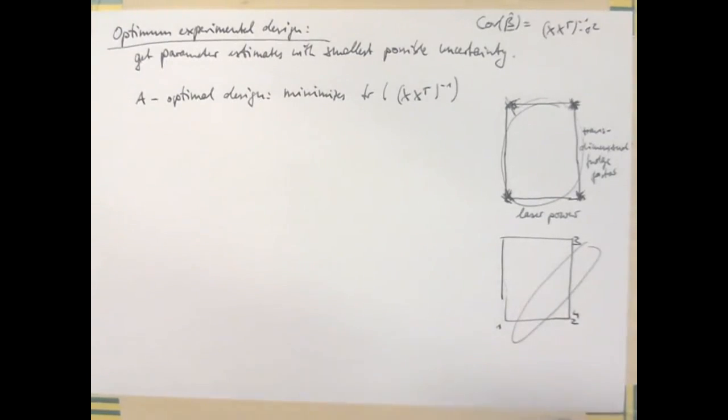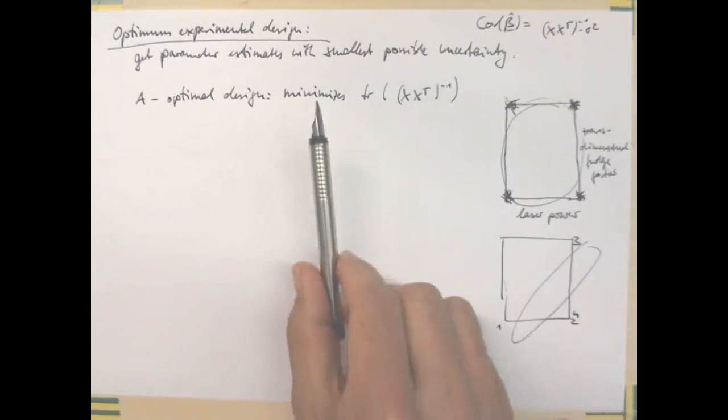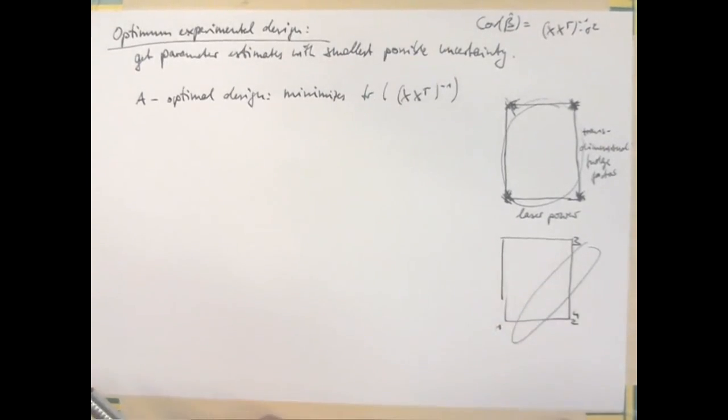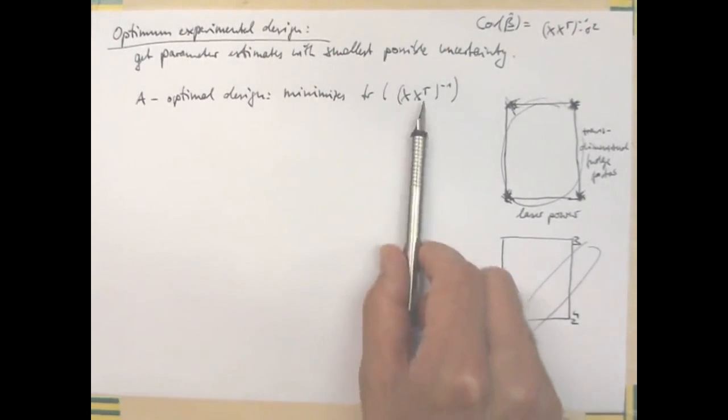So under the linear model, you want to distribute your points such as to get the maximum spread in some sense. And the A-optimal design minimizes the trace of this inverse scatter matrix here.